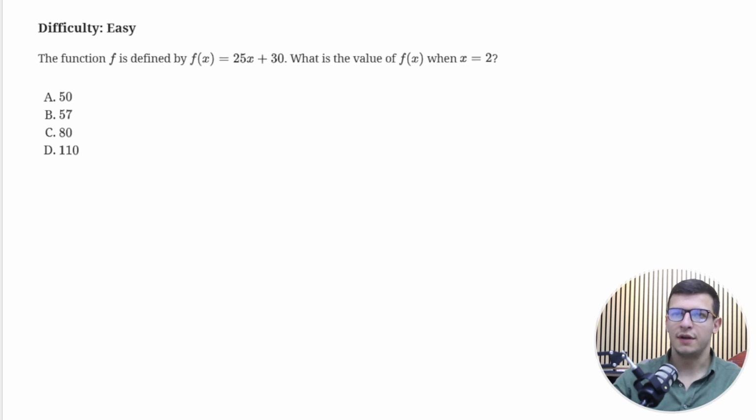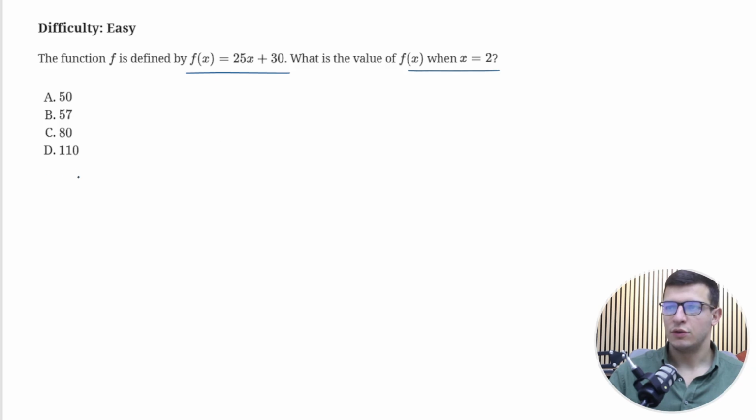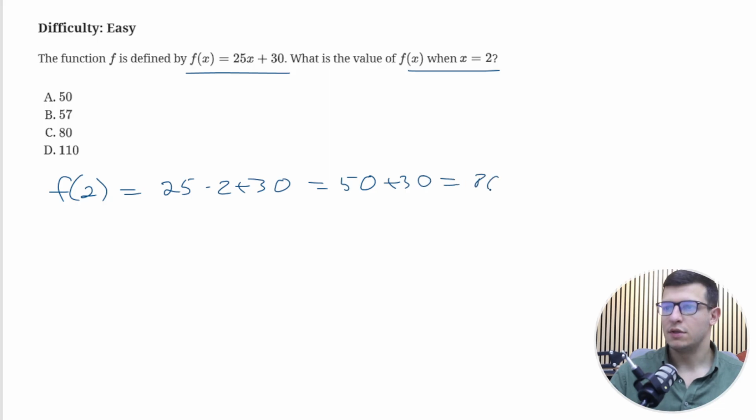Alright, what do we have here? Let me grab my pen, there you go. The function f is defined by f(x) equals 25x plus 30. What is the value of f(x) when x is equal to 2? Pretty easy question. We already have the equation. So basically we're looking for f(2). That's going to be 25 times 2 plus 30, which is 50 plus 30, and that's going to be 80. So the answer is going to be C.